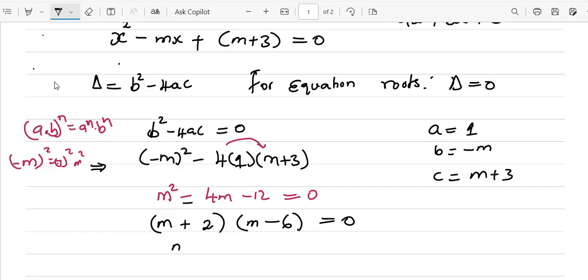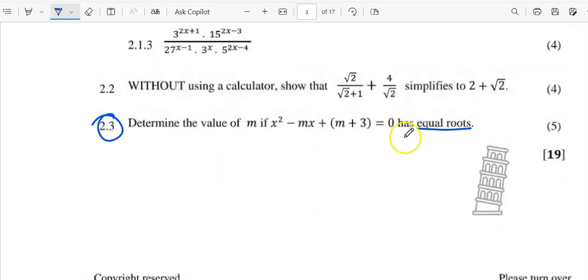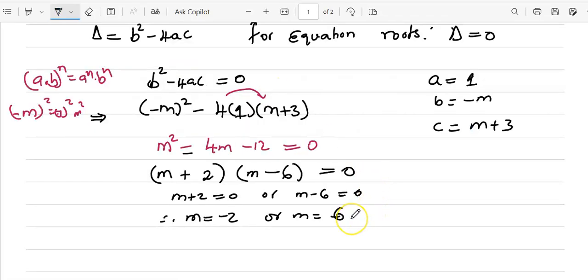We use the zero product property. Take the first bracket and equate it to 0, and also whatever you have in the second bracket, equate it to 0. Now you can solve for m. m is equal to minus 2, or m is equal to positive 6. So this is how you solve this question, which is 5 marks. So now, someone can ask, if this is 5 marks, how do they mark this type of question?